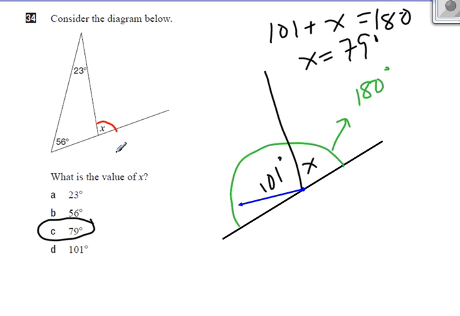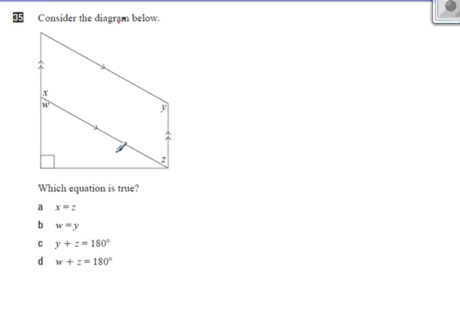Okay, let's look at the next question. So again, we have an angle-based question, so geometry. It says, consider the diagram below, which equation is true? So obviously in the diagram, you can see that you have parallel lines both here and here. So those are probably going to come in useful. So let's just look at each of A, B, C, and D and see what we can make sense of this.